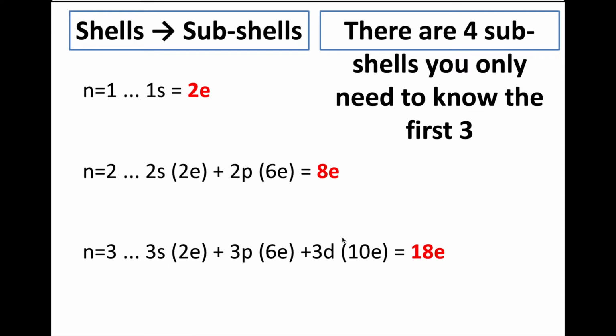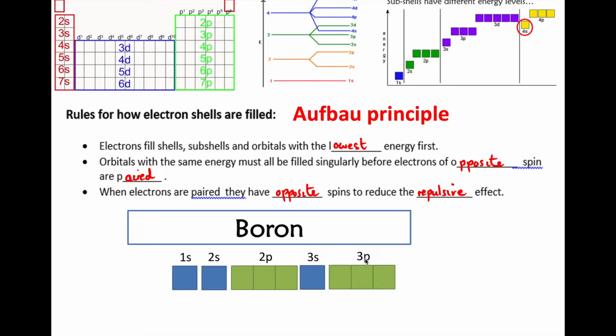The third shell around the nucleus can contain up to 18. So it's filled by, first of all, a subshell in the third shell, which is S, which has 2 electrons, the P subshell in the third shell containing 6, and the D subshell in the third shell containing 10, which make 18. So let's have a look at how we can work out the structure of the subshells.